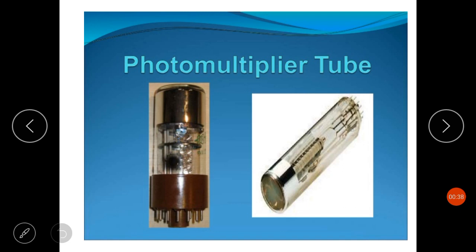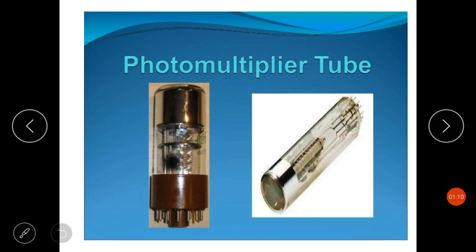So what is the advantage of the photomultiplier tube? Why do we go for this photomultiplier tube when we have the vacuum type photoemissive cell and the gas filled type photoemissive cell? The advantage is that the sensitivity of the photomultiplier tube is very high as compared to the vacuum type and gas filled type photoemissive cell.